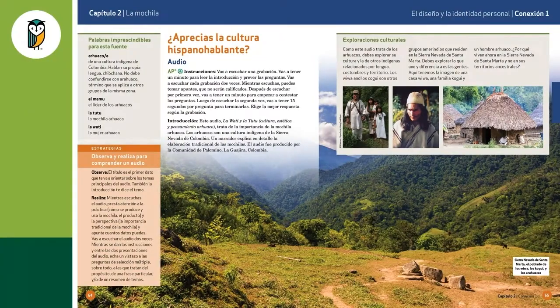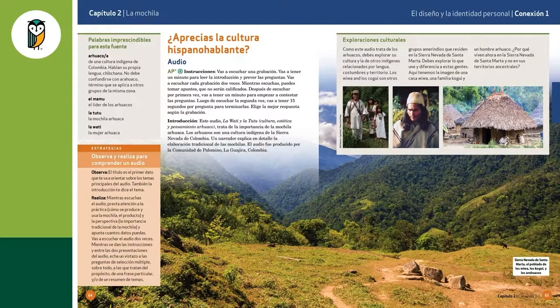Within each conexión, there is a section called Aprecias la cultura hispanohablante, which further focuses on the topic from an intercultural perspective. In this example, we take a look at the importance of la mochila.